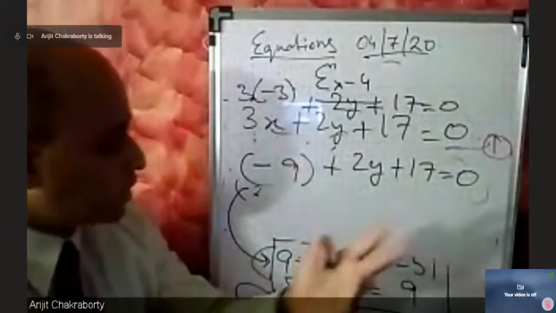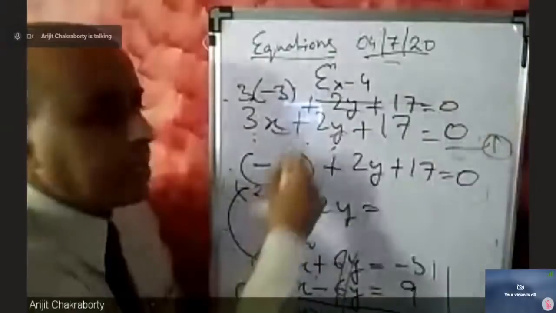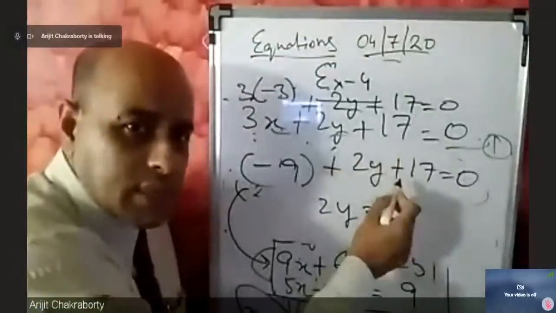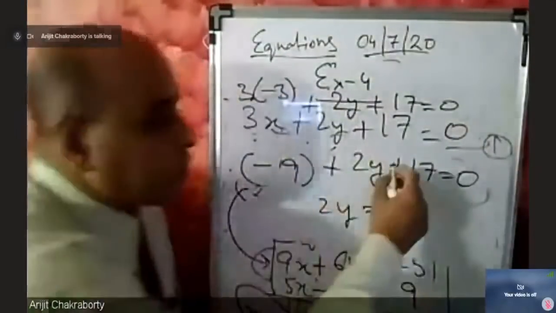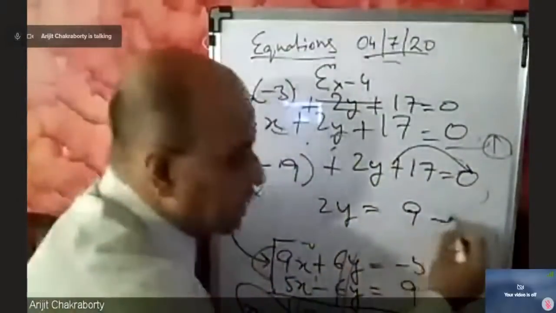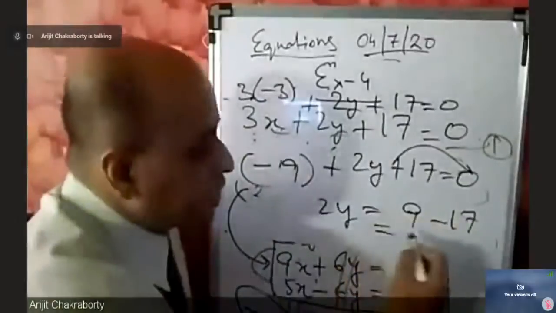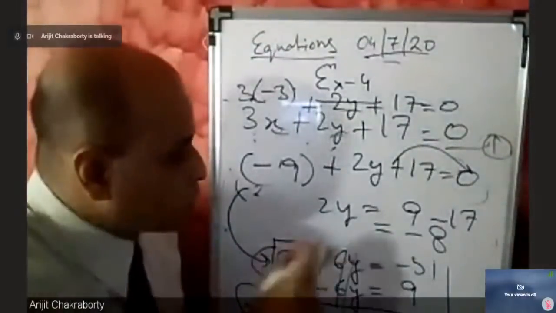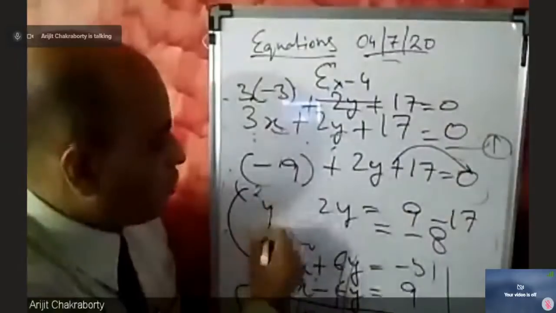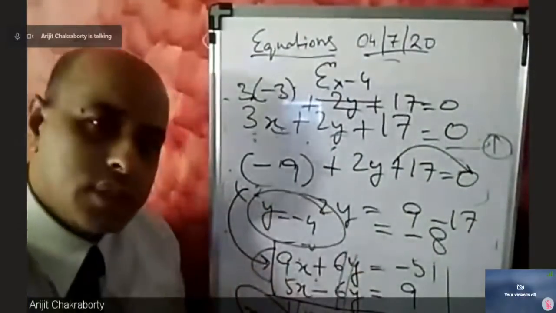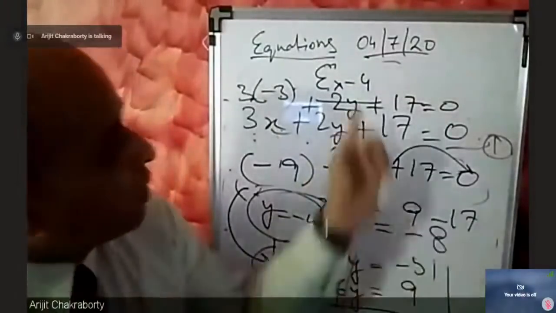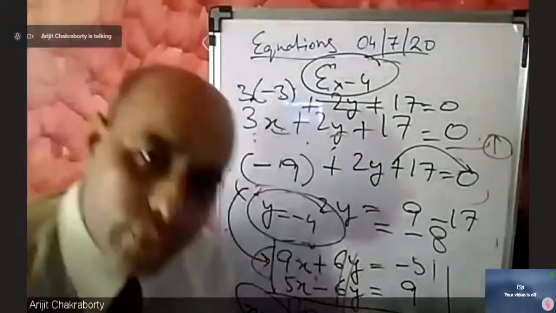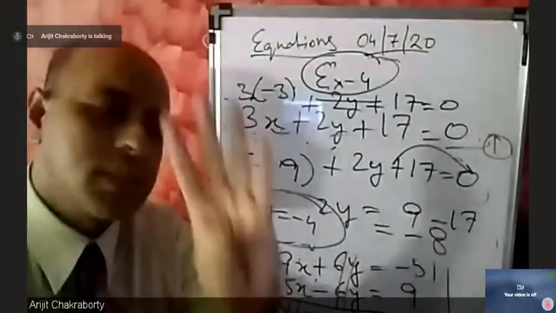Very simple. So 2y is equal to, this minus will come to the right hand side. It will become plus, and this 17 which you have, positive 17, when we move it to the right hand side, it will become minus 17. So it becomes 9 minus 17, which is minus 8. So therefore, 2y is equal to minus 8. So y is equal to minus 4. So dear friends, the solution to this example number 4 is x is equal to minus 3 and y is equal to minus 4.